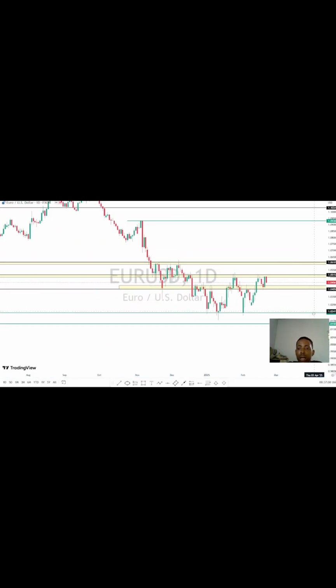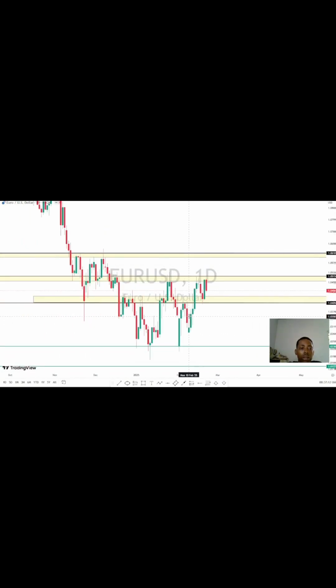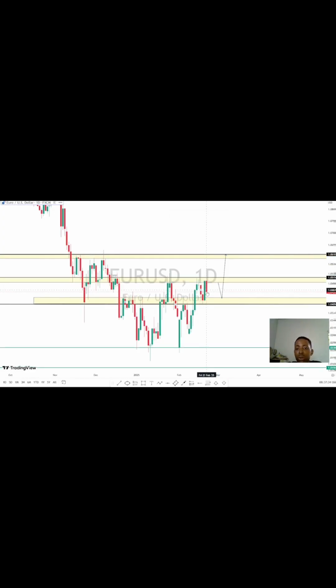So guys, I'll be expecting two things on the Euro USD. One, either we do something like this. We push here at this level and push to the upside because of this rejection, a daily bullish candle, and this daily closed Friday candle could not at least cover this candle.